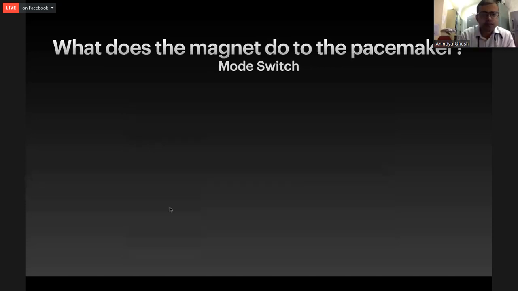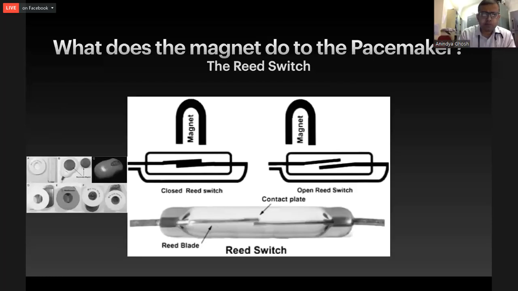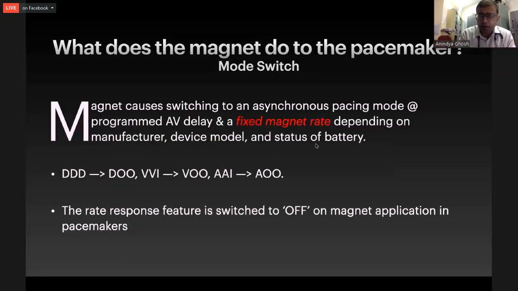So, in summary, a magnet causes switching to an asynchronous mode, and we can predict the manufacturer, device model, and status of the battery, because the magnet induces a fixed magnet rate at a programmed delay depending upon the battery status and the manufacturer. So a DDD becomes DOO, a VVI becomes VOO, and AAI becomes AOO. In short, it makes the pacemaker blind. The rate responsive feature is also switched off on response to magnet application.